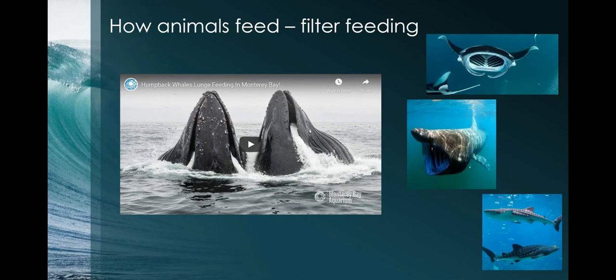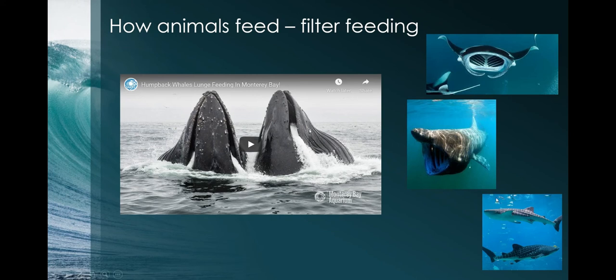I wanted to include some big filter feeders as well. This is a manta ray. This is a basking shark. And these are whale sharks. This picture's from the Atlanta Aquarium. These are all filter feeders who basically swim through the water with their mouth open. And they have something called gill rakers that behave very similarly to baleen, and they filter zooplankton out of the water.